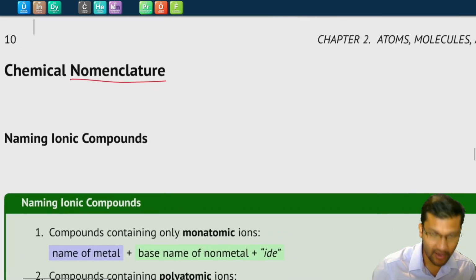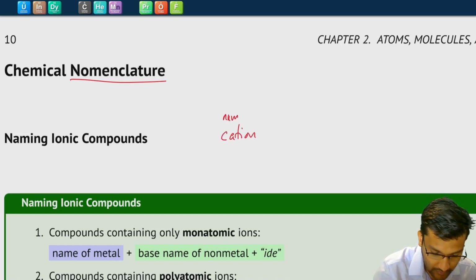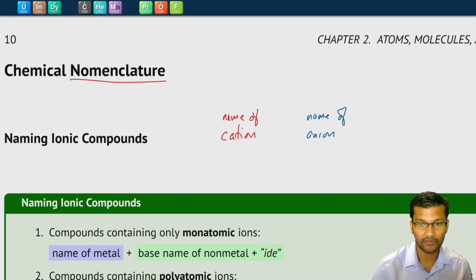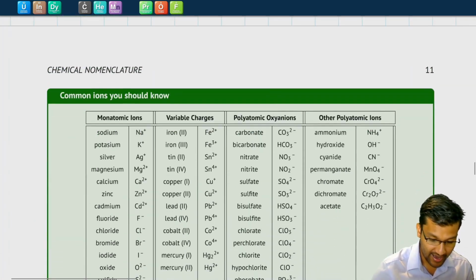But for ionic compounds, to name them, it's simply just the name of the cation and the name of the anion put together. Remember, the cation has a positive charge, the anion has a negative charge, and that's it. If you know the name of the cation and the name of the anion, that's all you need to know for naming ionic compounds.